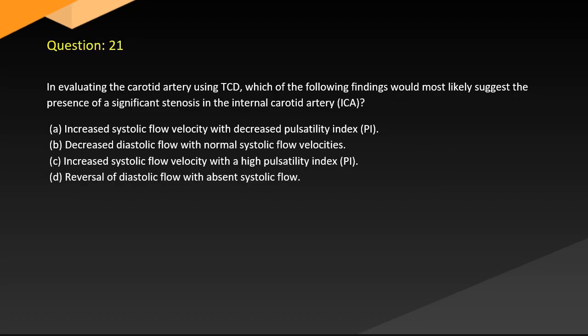Question 21. In evaluating the carotid artery using TCD, which of the following findings would most likely suggest the presence of a significant stenosis in the internal carotid artery, ICA? A. Increased systolic flow velocity with decreased pulsatility index, PI. B. Decreased diastolic flow with normal systolic flow velocities. C. Increased systolic flow velocity with a high pulsatility index, PI. D. Reversal of diastolic flow with absent systolic flow.